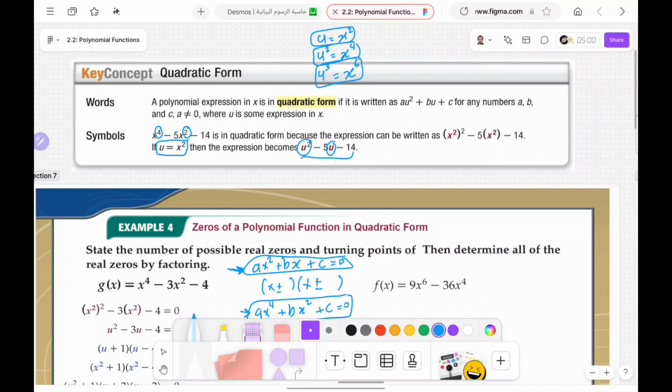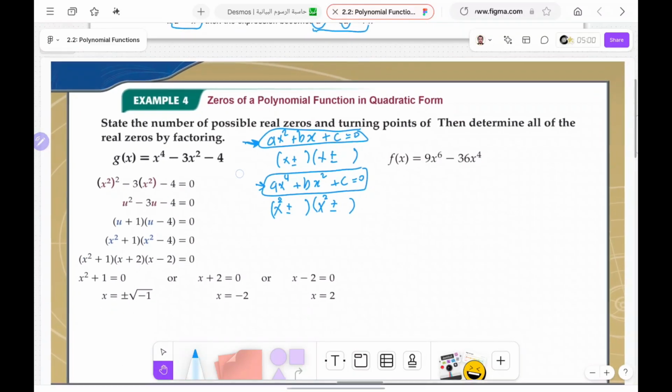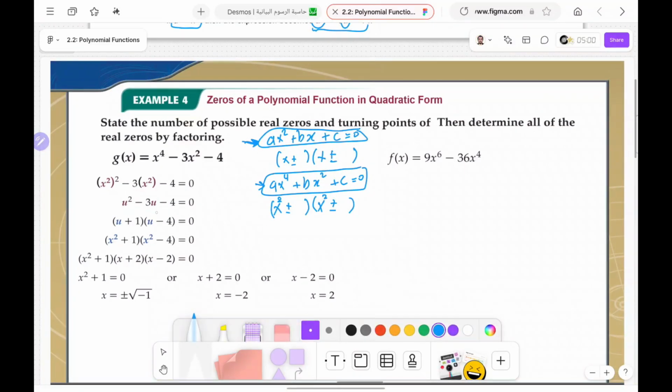Now, is this one in the standard form of the quadratic function? Yes, this is the standard form of the quadratic function. Now you just factor this one, and at the end you just replace them. This is what you see here. After they replace u, they make it like this. So you don't have to do the u from the beginning. You can just start like what I did here, and that's enough for me.